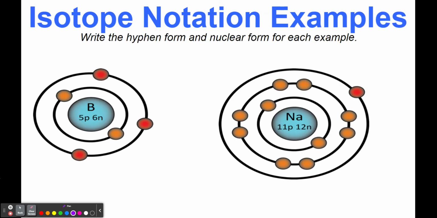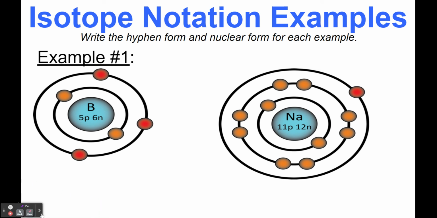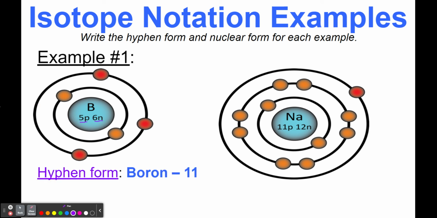Now I'll go through an example here. We'll write the hyphen form and the nuclear form for each. So example 1, I'll do. Okay, so here we have a boron. Borons always have 5 protons. This particular boron has 6 neutrons. So if I'm going to write the hyphen form, we just write boron dash 11 because the mass number is 5 plus 6. Boron 11 is that isotope.